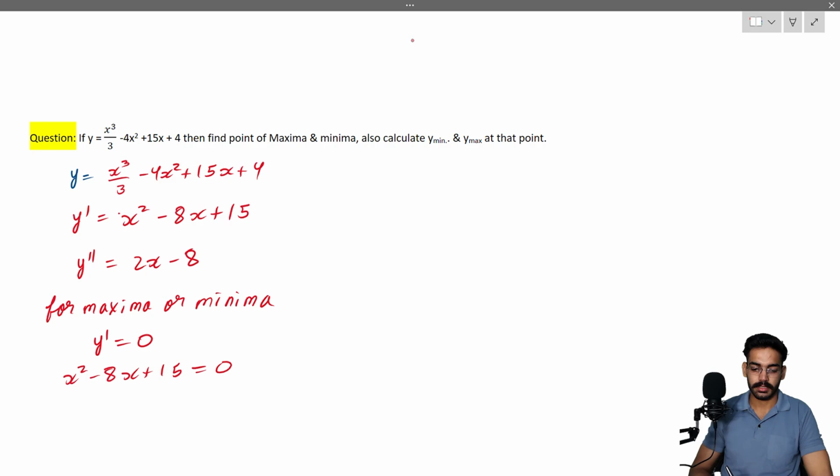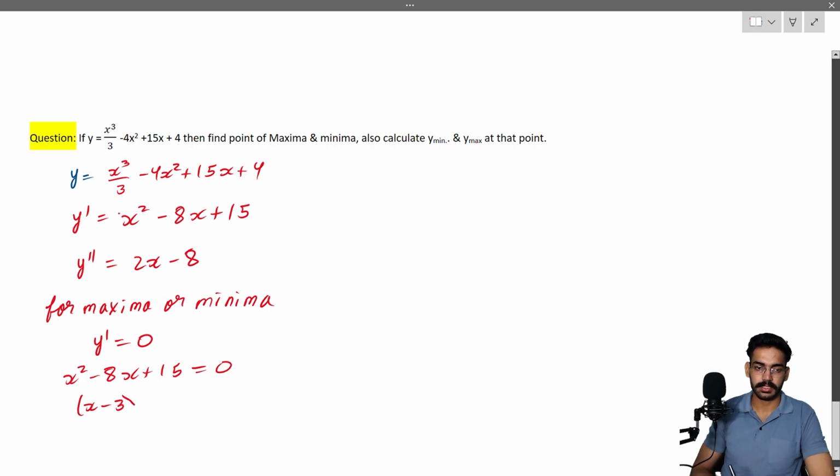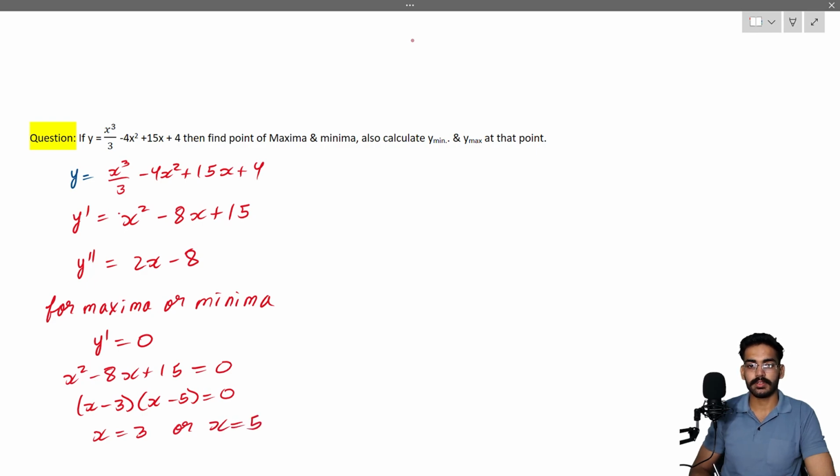This is very basic. So what I get from here: (x minus 3)(x minus 5) equals 0. So x equals 3 or x equals 5, right? At x equals 3 and x equals 5, both first derivatives are 0. First derivative 0 means either these are points of maxima or minima. We don't know, we don't confirm which, but it is either a point of maxima or a point of minima.